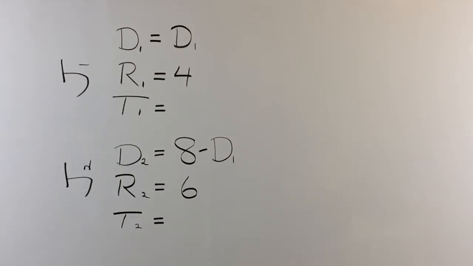And for time, they did not give us a time for jogger 1 or jogger 2. As a matter of fact, that's the question. After how long will the joggers meet? This is a good question to ask when you hit a stumbling block like that. They didn't give me the distance. They didn't give me the rate. They didn't give me the time.